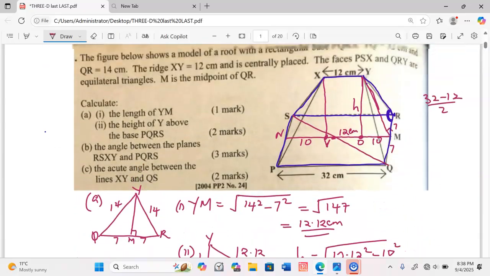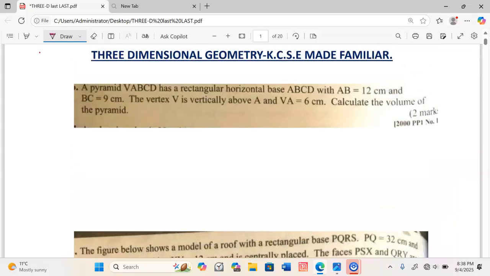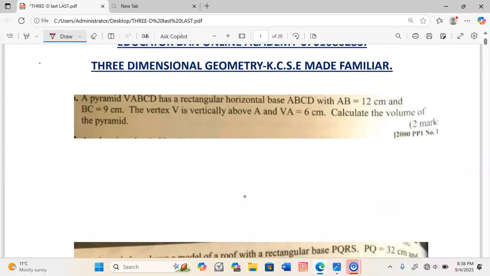We move to another question, a question that was done in the year 2000, paper 1, where we are supposed to find the volume of the pyramid. Remember, we have been given the base. AB is 12 centimeters. We have also been given BC as 9 centimeters, and also the height is given as 6 centimeters.